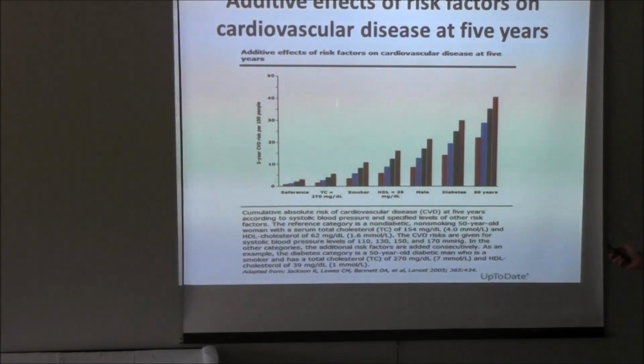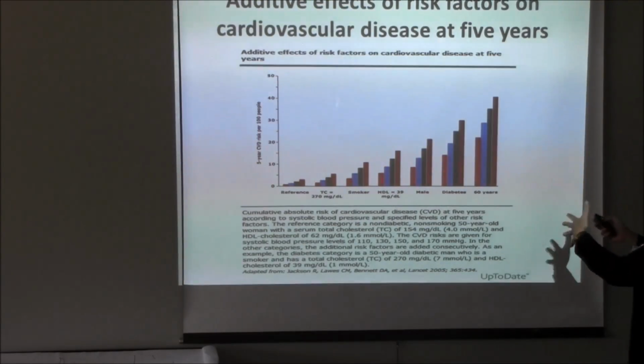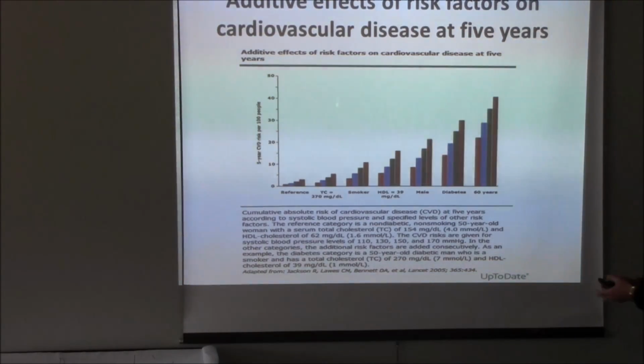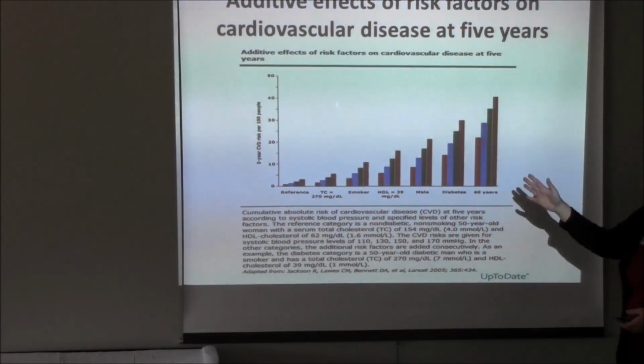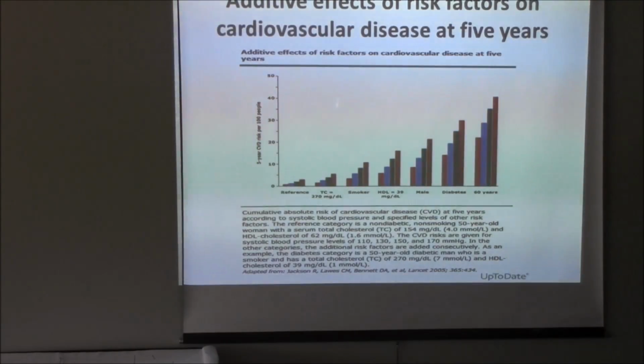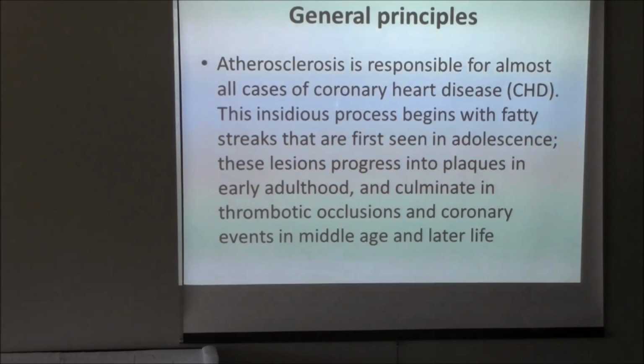Additive effects. You can just see that the more things you have, if you're a smoker and a male, you get to the male here and you get older, you notice there's more events than being younger, and being female maybe with no risk factors. Which is called the additive effects of having a bunch of things that make you more at risk for having a major event. Atherosclerosis is responsible for almost all of the cases of coronary heart disease.